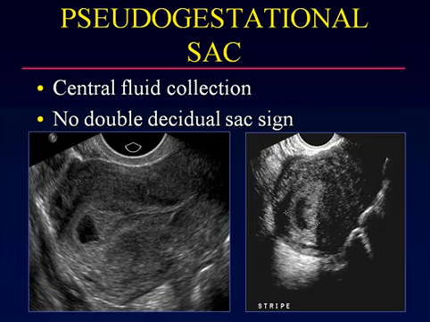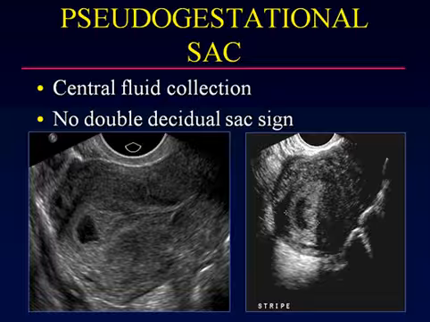So what are the features on ultrasound that you look for? Well, you're going to start by looking at the endometrial canal, and of course you won't see an intrauterine pregnancy, but very often you may see some fluid centrally within the endometrial cavity, and this has been called a pseudogestational sac. This fluid will always be central. It will not be eccentric in location. It will not have an echogenic rim, and you will not see a double decidual sac sign.